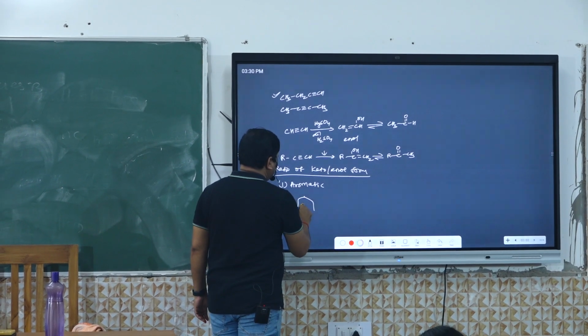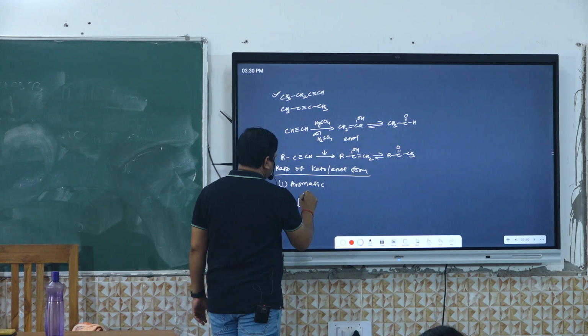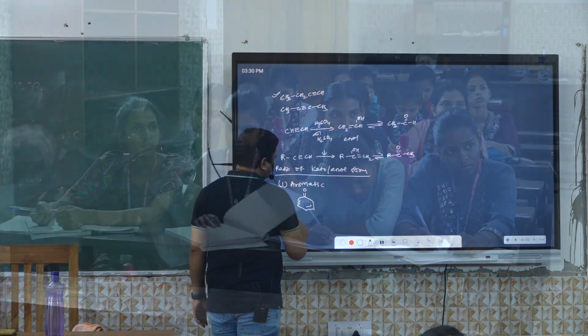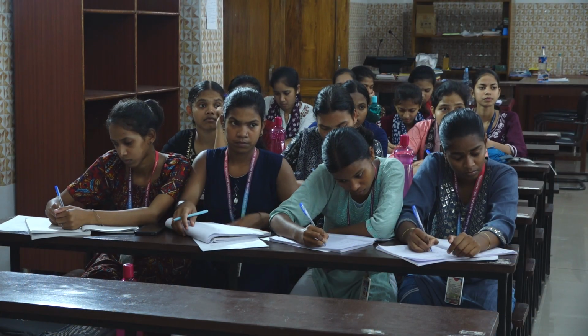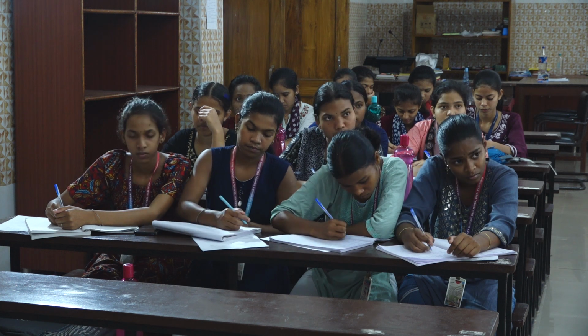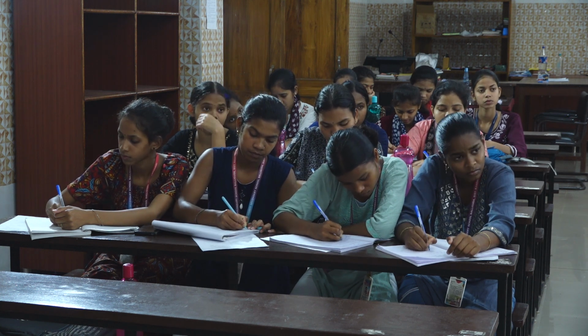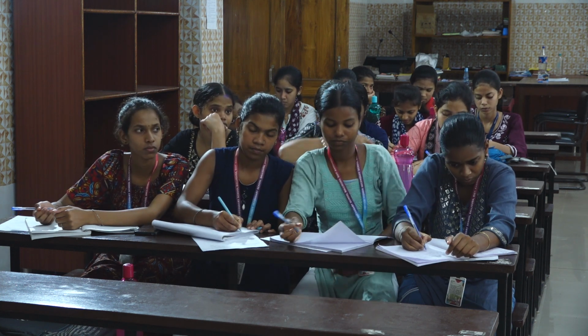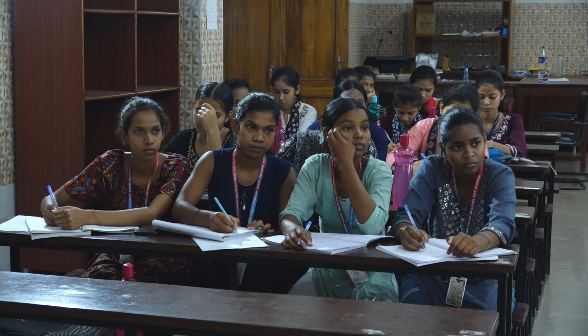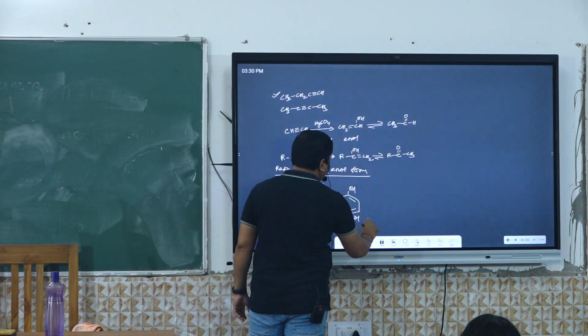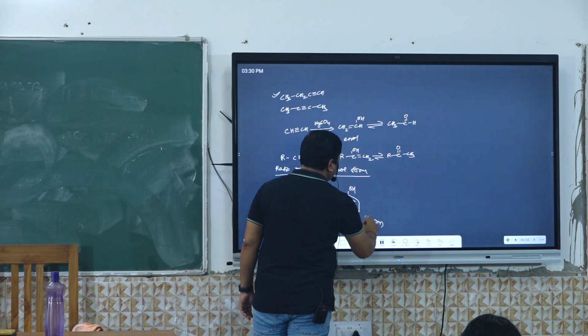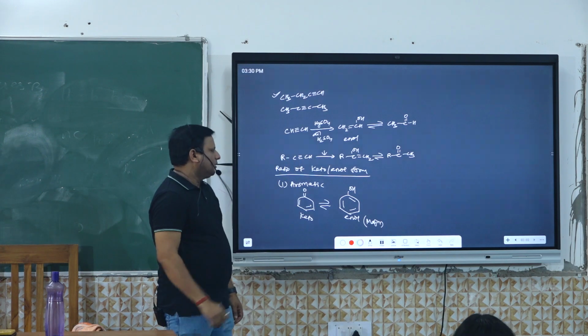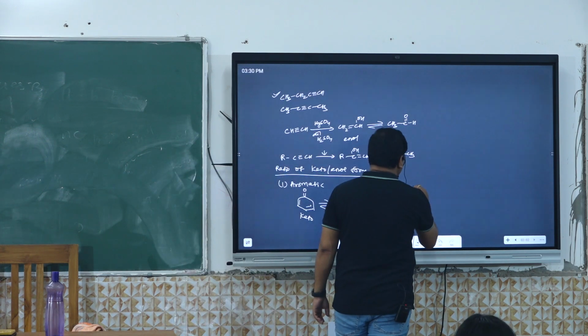One example we can take. Suppose this one. This is the keto form. What is its enol form? Its enol form is this, and this is major. One question was asked once.